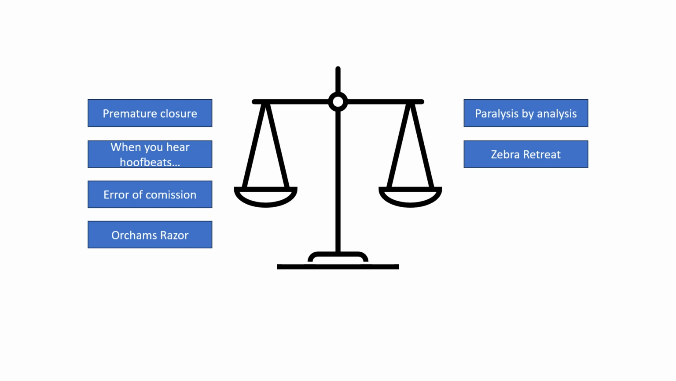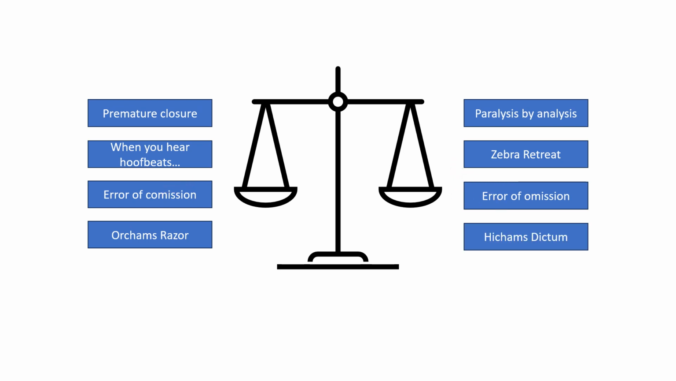The contrary to when you hear hoofbeats is the zebra retreat, which is not thinking of zebras because they're too uncommon. Well, as I said, zebras do exist and they are common in the emergency department, just not the zebra that you're thinking of necessarily. So you can think of zebras sometimes in the right circumstances. Errors of omission are where you didn't do enough. And Hickam's dictum, the contrary to Occam's razor: the patient can have as many damn conditions as they want.